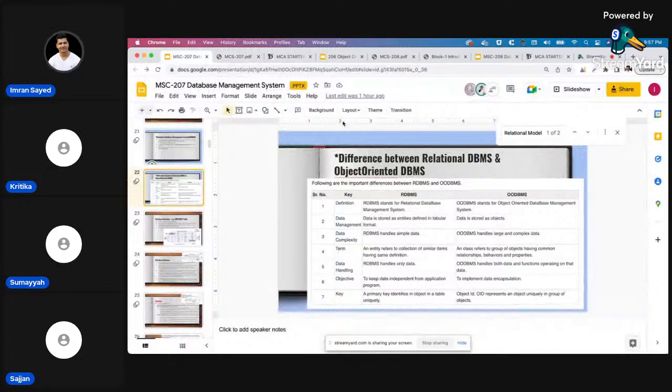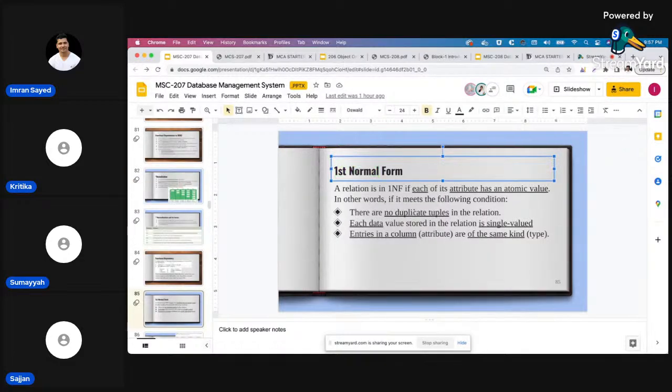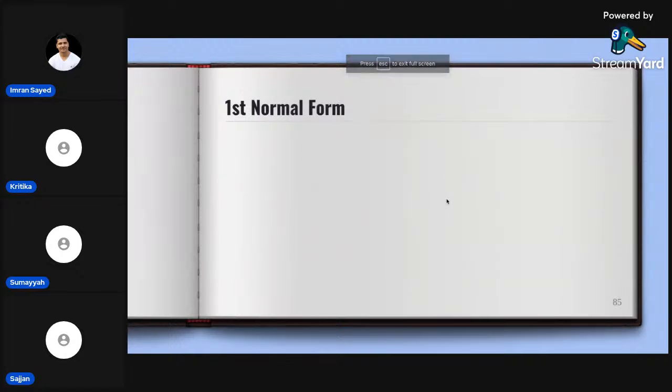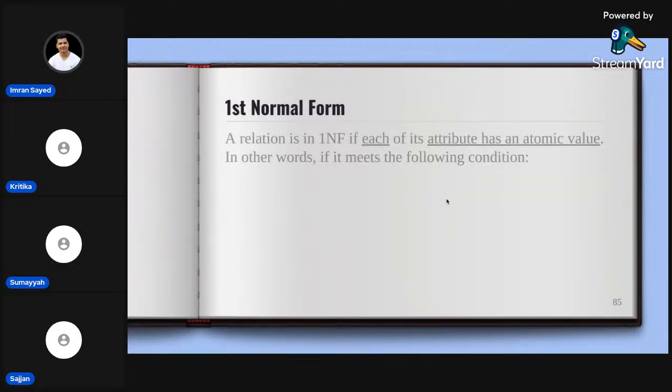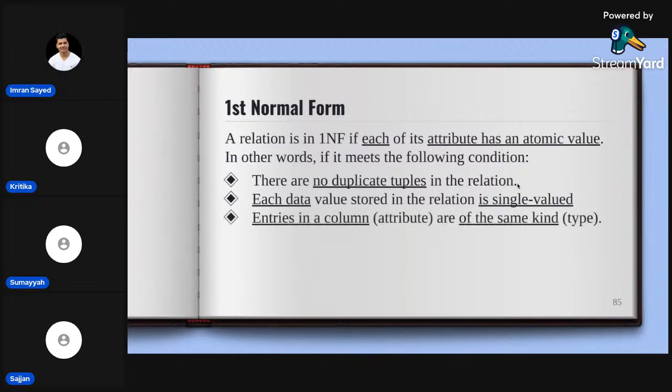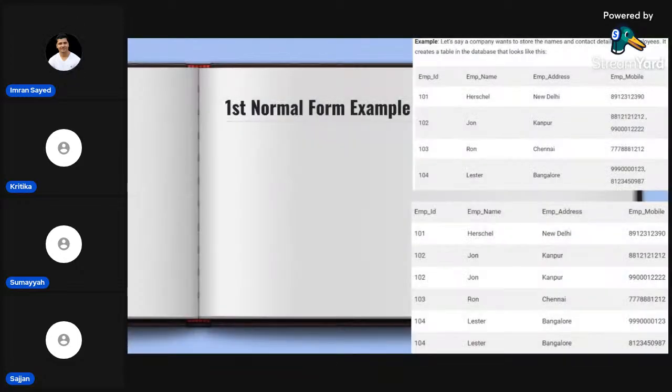So let's take a look at an example. How do I search it? First normal form, like that. A relation is in 1NF if each of its attributes has an atomic value. In other words, it meets the following conditions: there are no duplicate tuples in the relation; each data value stored in the relation is single valued, which is the same as atomic value; and entries in a column are of the same kind, same type.